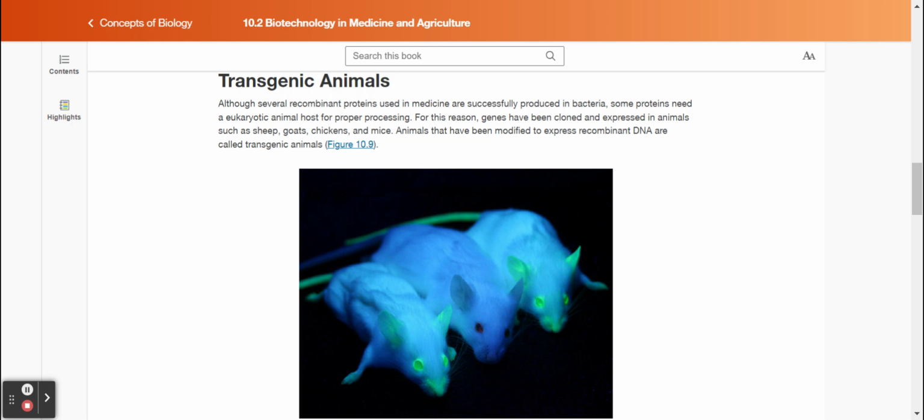Transgenic animals. Although several recombinant proteins used in medicine are successfully produced in bacteria, some proteins need a eukaryotic animal host for proper processing. For this reason, genes have been cloned and expressed in animals such as sheep, goats, chickens, and mice. Animals that have been modified to express recombinant DNA are called transgenic animals.